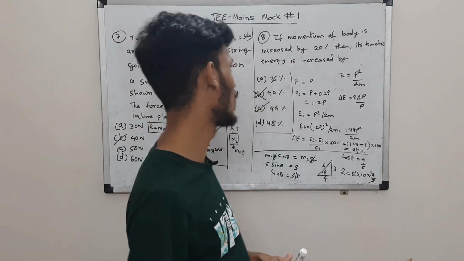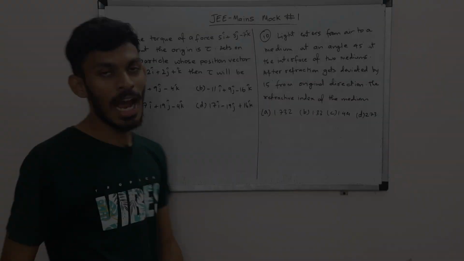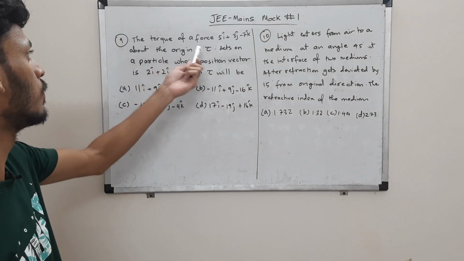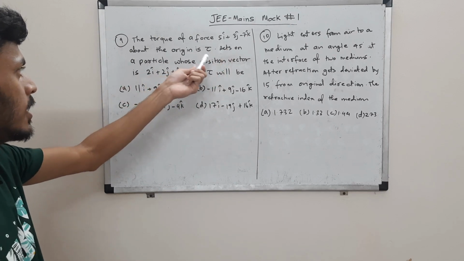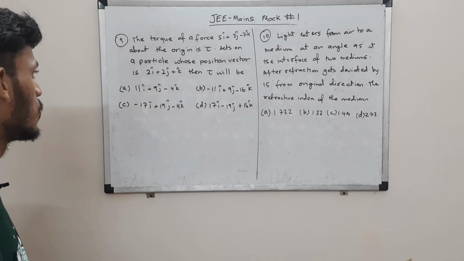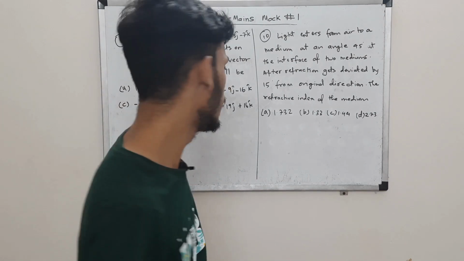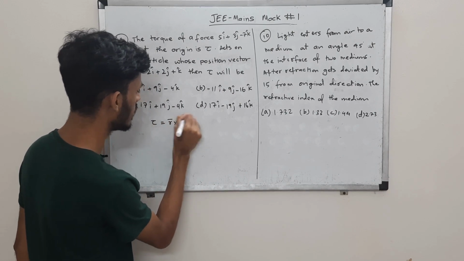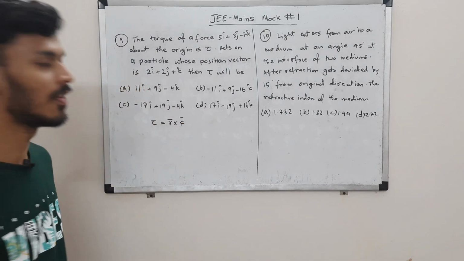Let's move to the next question now. In question 9 we are told that the torque of a force about the origin is tau. It acts on the particle whose position vector is this. You are supposed to find tau, the torque. The torque is given as r cross f. So it's a pretty straightforward question. How will you define r cross f?